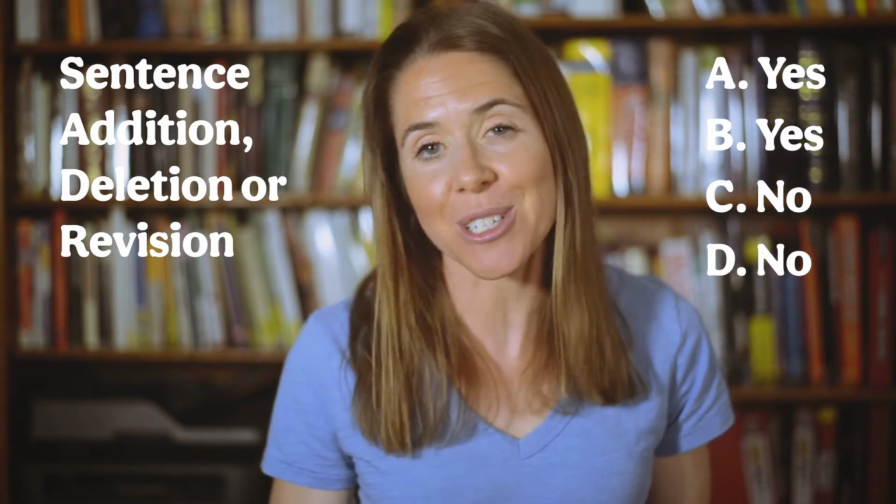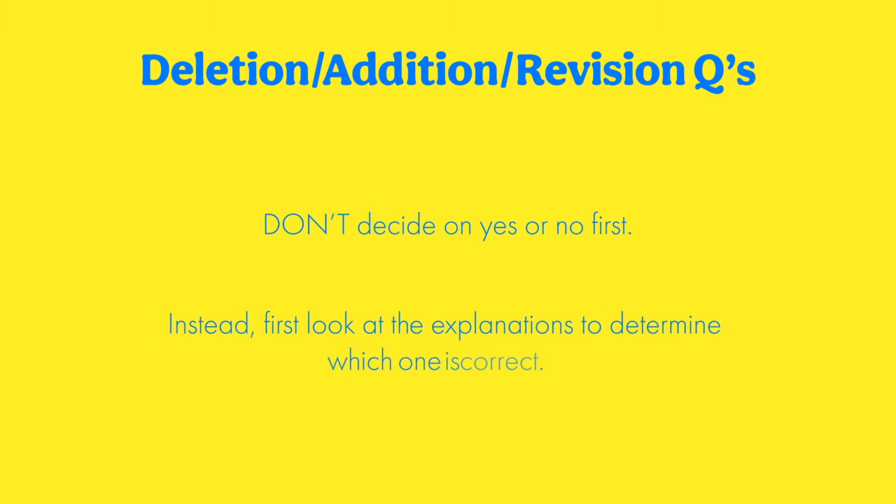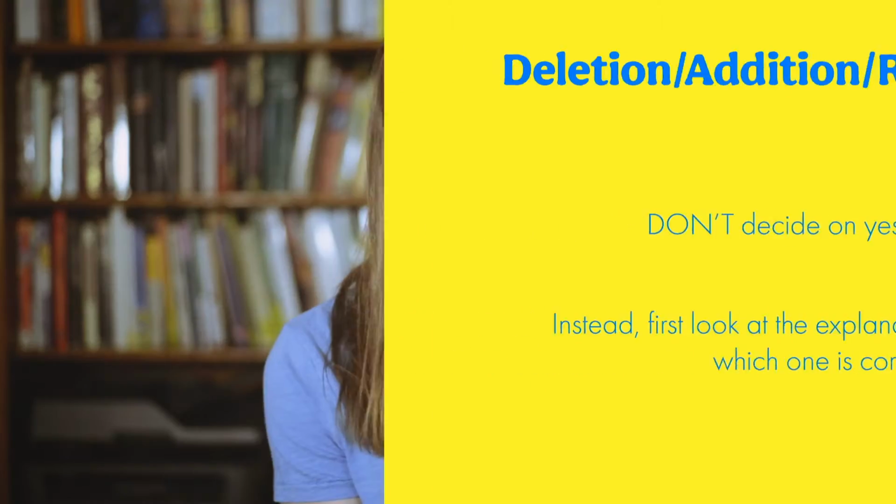So just like the one we talked about before, if it's in yes, yes, no, no form, we're not going to decide on yes or no first. First, we're going to go to the explanation to see which one is correct. But there are two big hints for this. So you definitely want to read all the explanations, figure out which ones make sense.